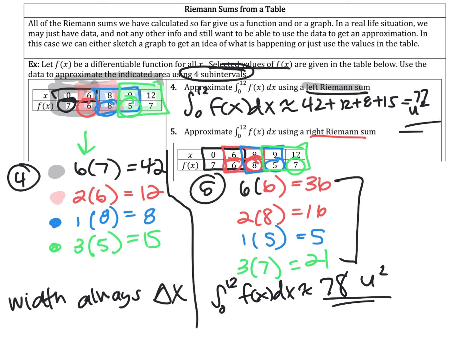So key things from this section. We talked about the differences between a definite and an indefinite integral. We talked about the properties of definite integrals, and we did some practice using those properties. And then we talked about how to find a Riemann sum using a table, breaking it into subintervals without having to actually create a graph.